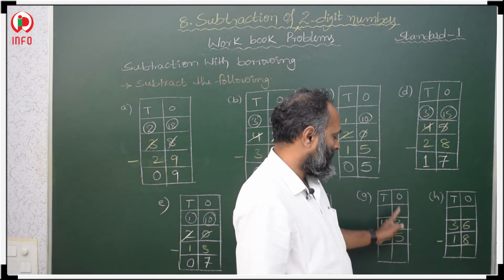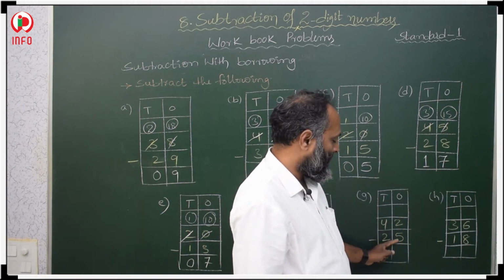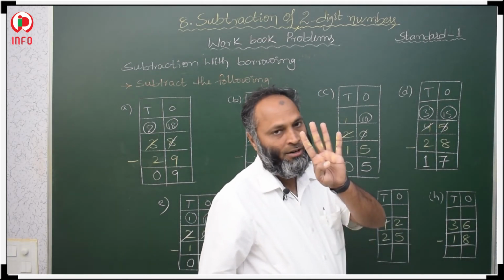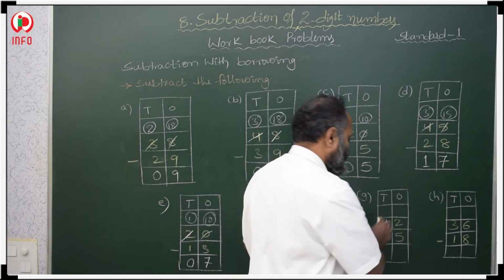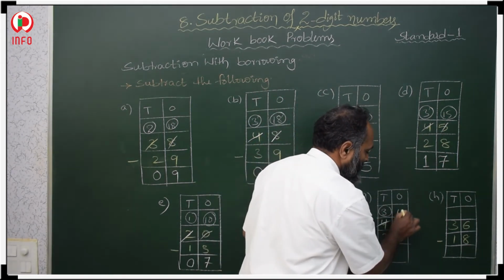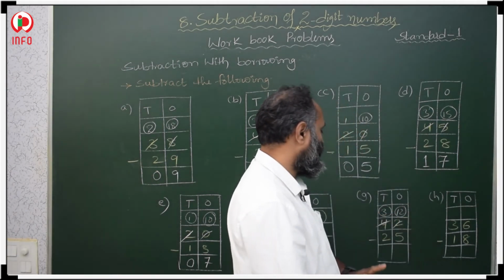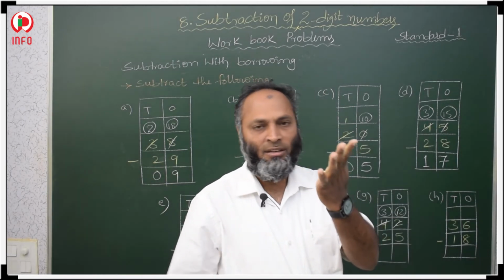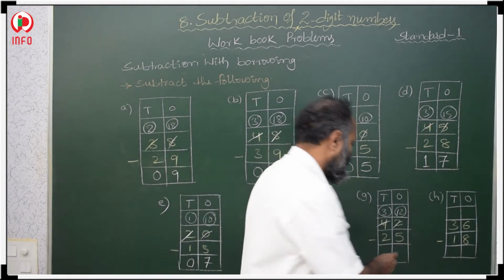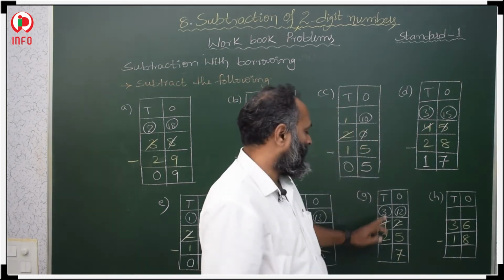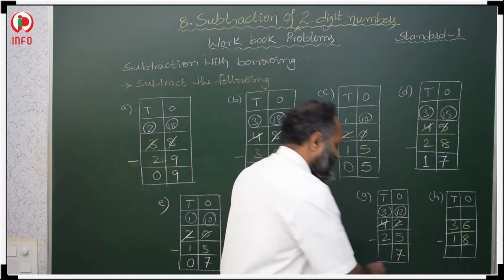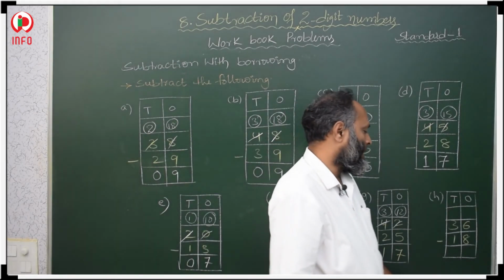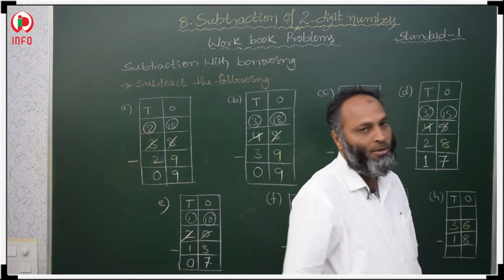First, the ones digit, 2 and 5. 2 is less than 5. So, borrow 1 ten. Out of 4 tens, if we borrow 1 ten, then 3 tens are left. Here 10 plus 2, 12 you will get. 12 minus 5 means from 6 to 12 we have to count. 6, 7, 8, 9, 10, 11, 12. It is 7. 3 minus 2 is 1. The difference is 17.